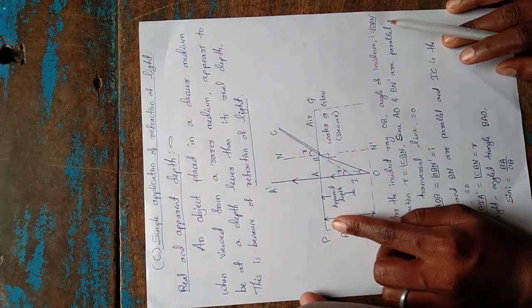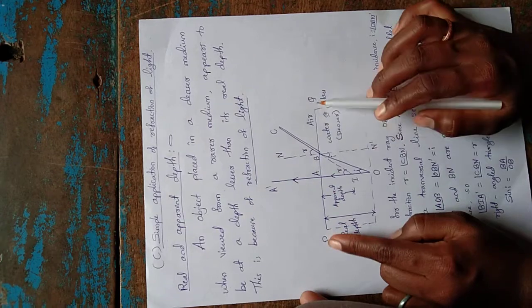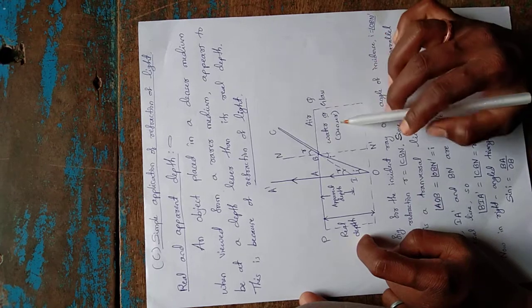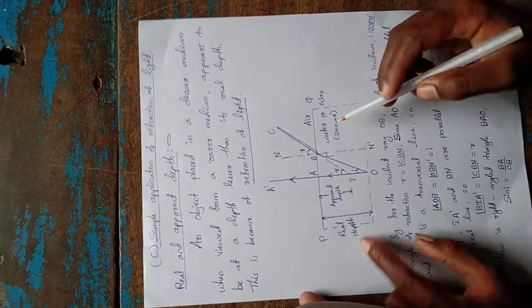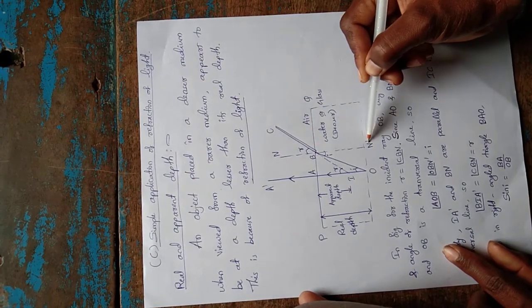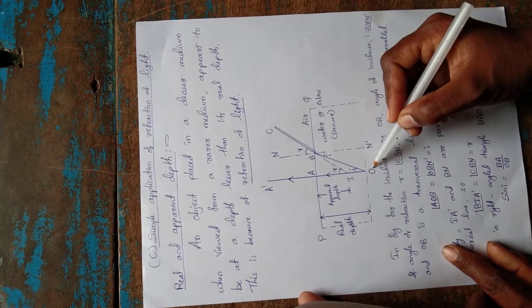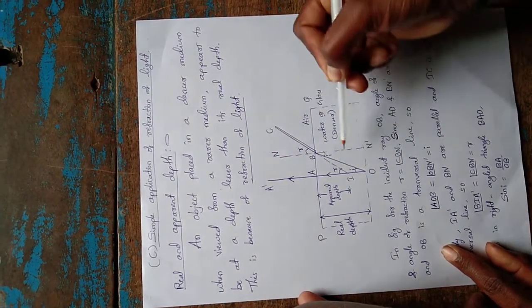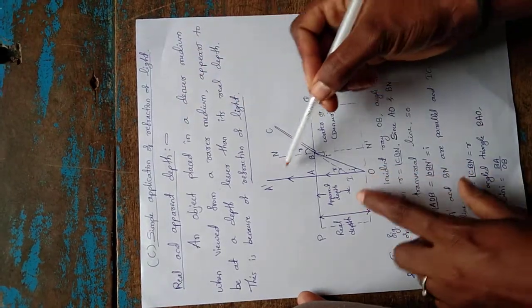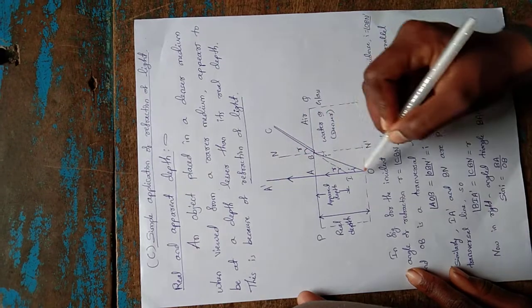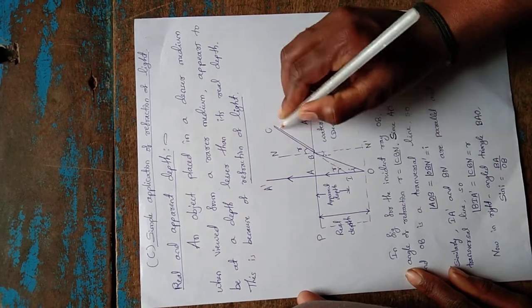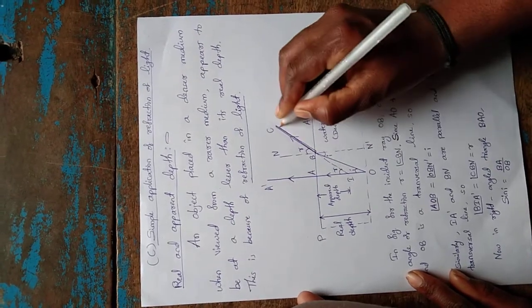We'll see with a ray diagram. PQ is a surface, air is a rarer medium, and here we took water or glass, that is a denser medium. The normal is N dash. The object is O. When you view the object O from the rarer medium, you should take OB as the incident ray and OC as the refracted ray.